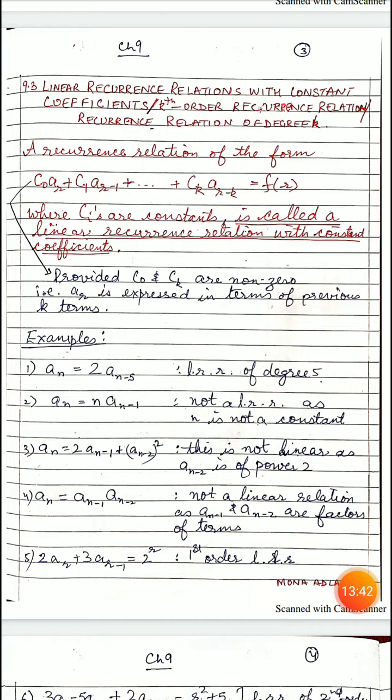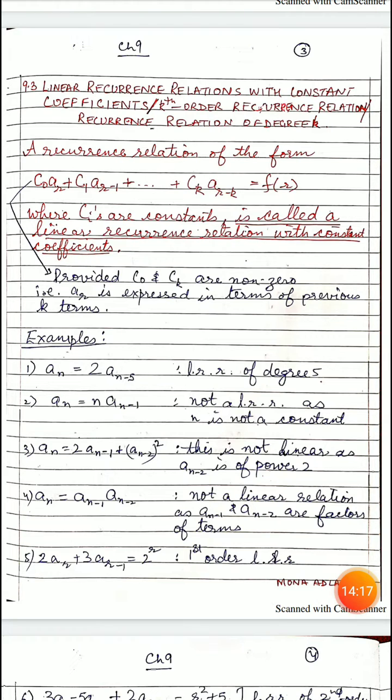Now see the fourth one. An is equal to an minus 1 into an minus 2. In this case, remember the terms have to be added. If the ci value is negative, then you can say they are subtracted, but you cannot have the an terms being multiplied. So this is not a linear recurrence relation, as an minus 1 and an minus 2 are factors of a product.